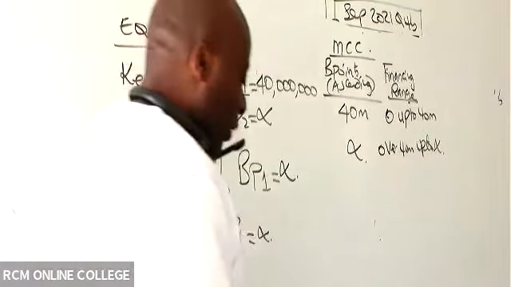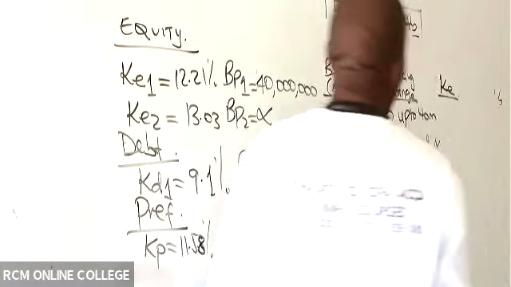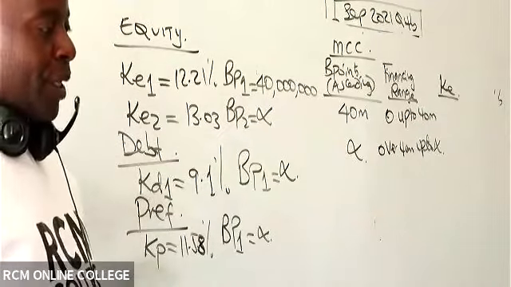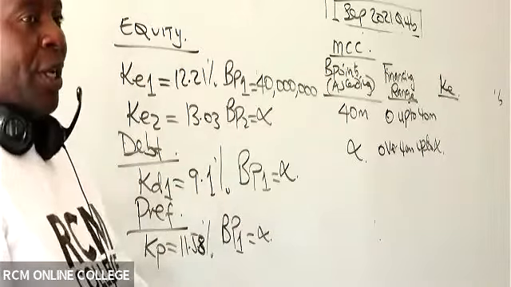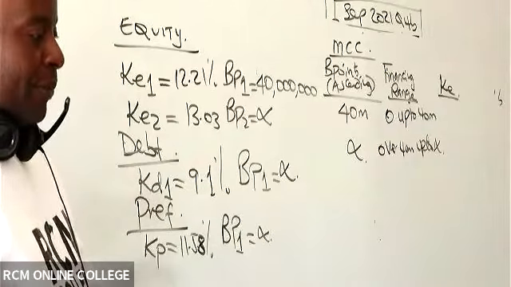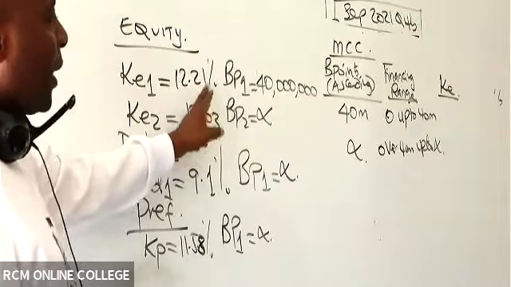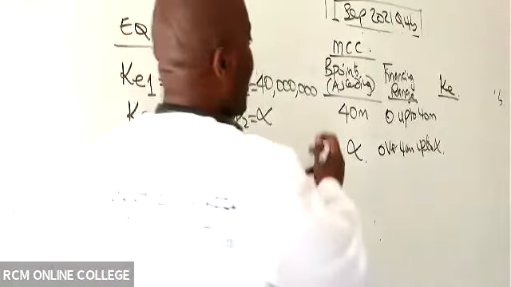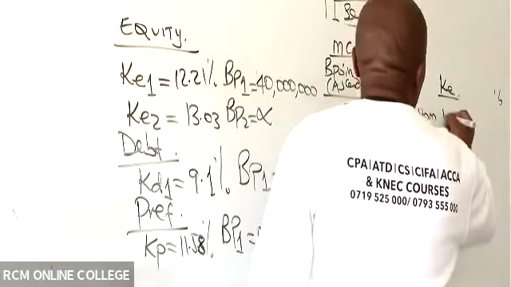And for these financing ranges, I would want to see how you ninjas will post the cost of equity from the summary. So I know that cost of equity 1, which is 12.21%, runs up to what? Runs up to 40 million. So this 12.21 runs up to, so it will be in this class, 12.21%.